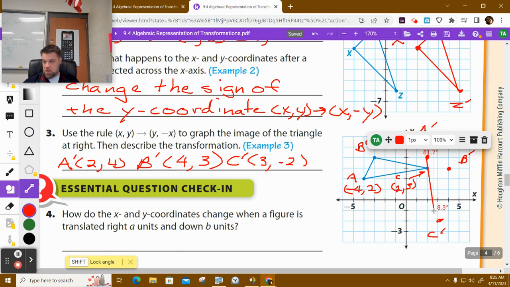So from here all the way down to here. From here all the way over here. I don't hear you guys making the sound. You're not going to do it?